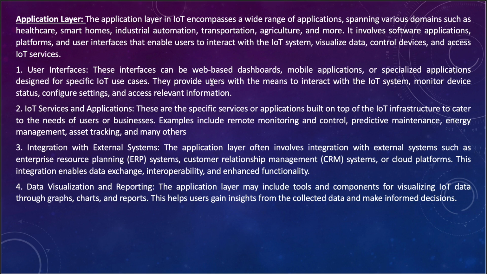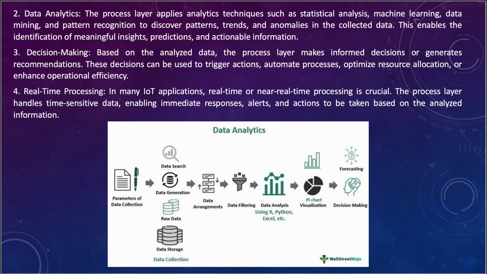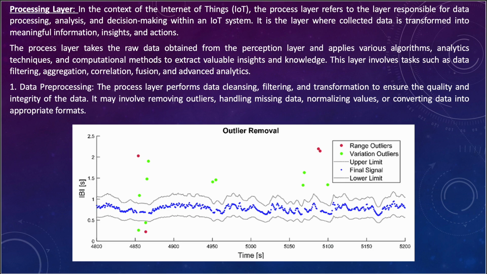These interfaces can be web-based dashboards, mobile applications, or specialized applications designed for specific IoT use cases. They provide users with the means to interact with the IoT system, monitoring device status, configuring settings, and accessing relevant information. So basically, in the application layer, we are mostly talking about application development and mostly about the front end. In the processing layer, we talk about the back-end processes which take place: storage of data, data security, processing, analyzing, filtering, running through algorithms, using cloud, using server systems, and so on and so forth.